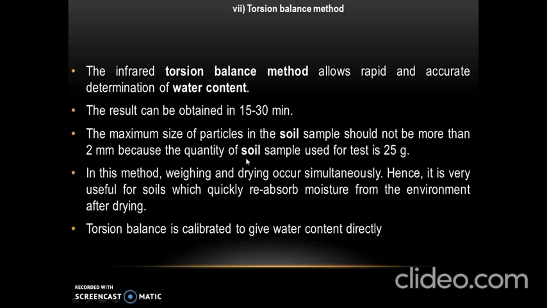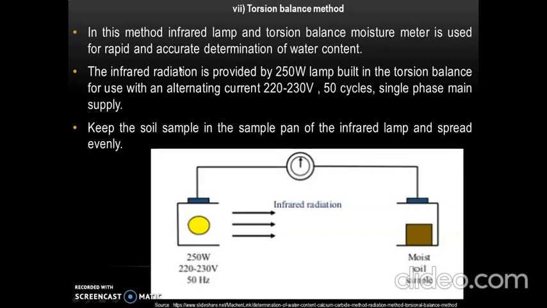In this method, weighing and drying is done simultaneously. Hence, it is useful for soils which quickly reabsorb moisture from the environment after drying. The torsion balance is calibrated to give water content directly. In this method, an infrared lamp and torsion balance micrometer are used for rapid and accurate determination of water content.